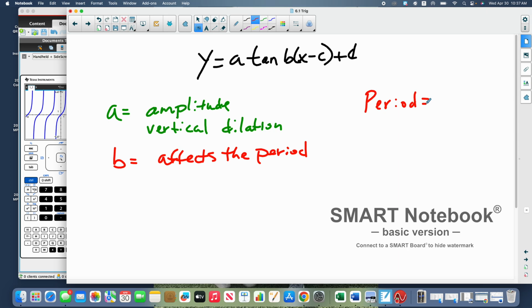Because what is the period for a tangent? 180, or pi. So same kind of connection, but my normal period for a tangent graph is pi instead of 2 pi. So my formula gets adapted and changed just slightly, all right? Everybody okay with that? So if I know the B value, then I could go find the period.